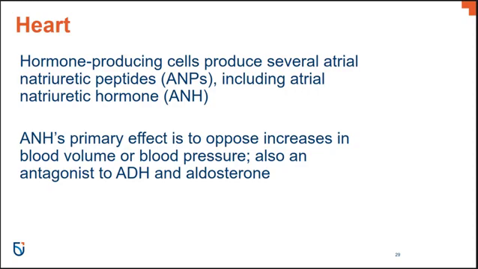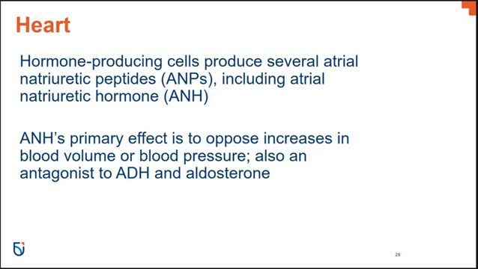Now, the term natriuretic refers to the fact that its principal effect is to promote the loss of sodium from the body by means of the urine. When sodium is lost from our internal environment, we already know that water follows, again, due to the principles of osmosis. Water loss from the body in the form of urine results in a decrease in blood volume, and thus a decrease in blood pressure. We can therefore state that the primary effect of ANH is to oppose increases in blood volume or blood pressure.